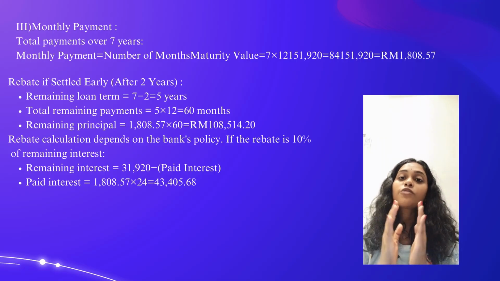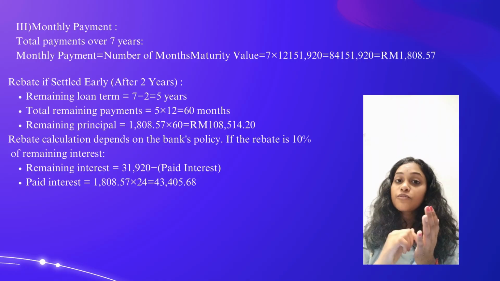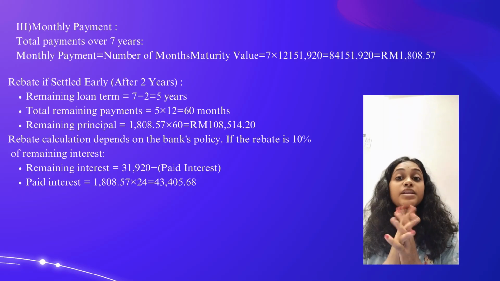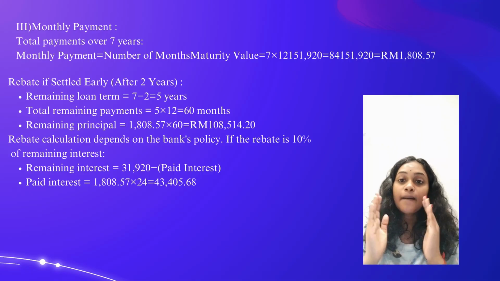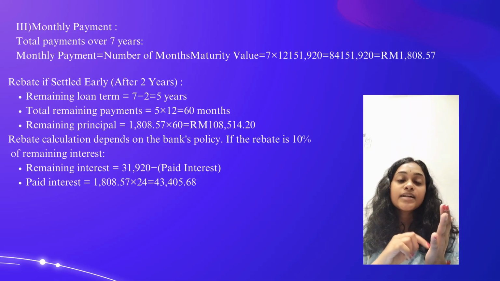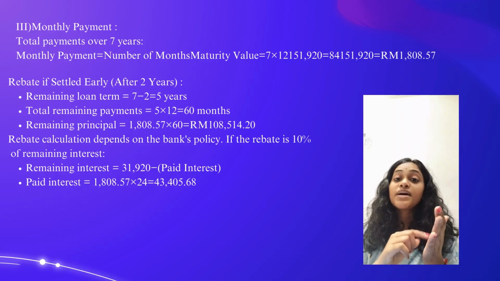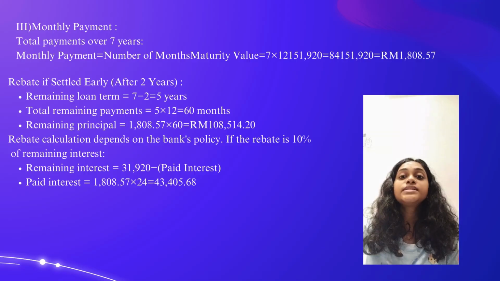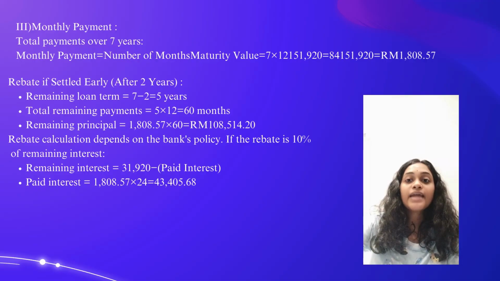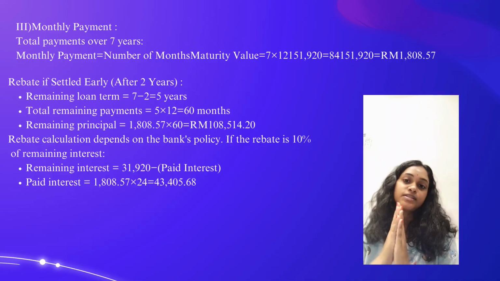Then calculate the number of payments left. For example, 5 years times 12 months equals 60 months remaining. To find the remaining principal, multiply the monthly payment by the number of remaining months. Let me show you something. 1,808 ringgit 57 cent times 60 is equal to 108,540 ringgit 20 cent. This is the remaining principal at the time of early settlement after 2 years.